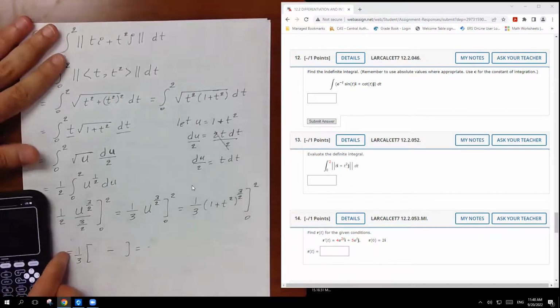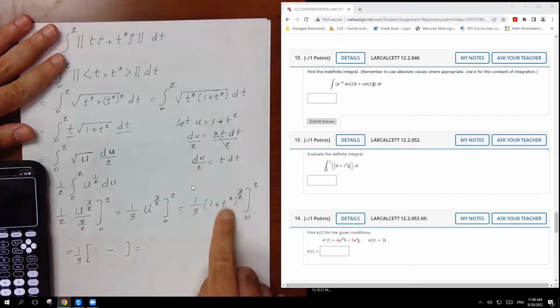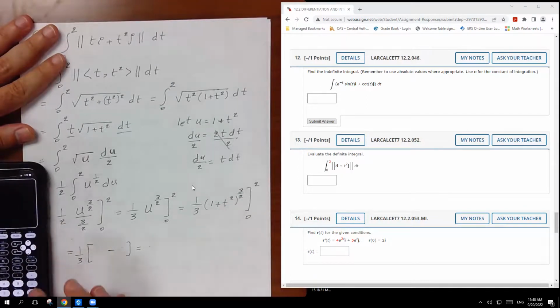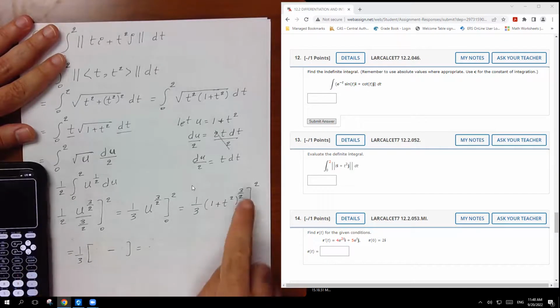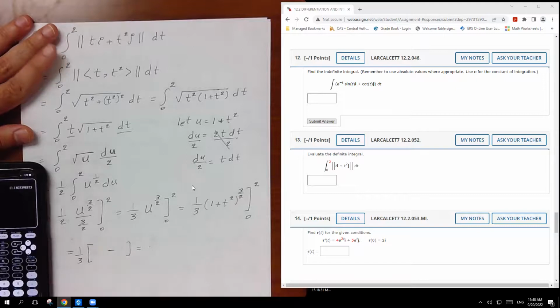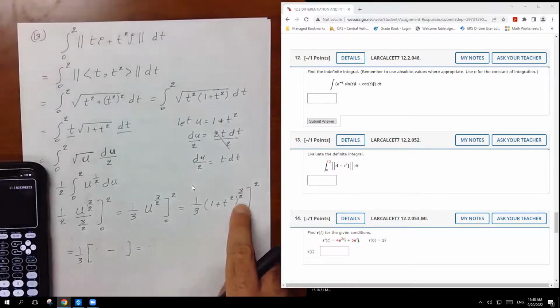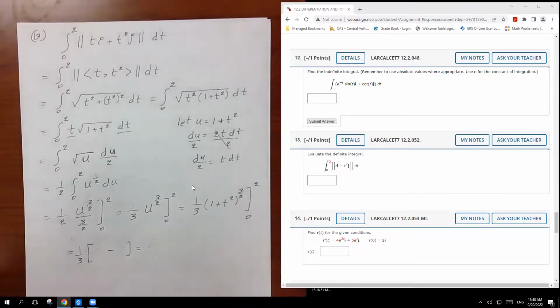So here we're going to plug in 2. It's going to be 1 plus 4, which is 5, to the power 3 over 2. 3 divided by 2, it's a really big number. 5 to the 3 over 2. We don't need to find it as a decimal. I don't think this calculator is going to work because I can't convert it.